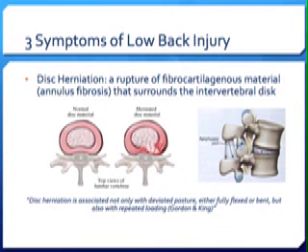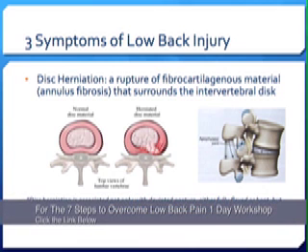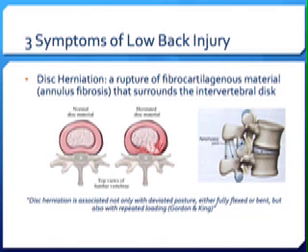So here's the third symptom, disc herniation or a bulging disc. Now a bulging disc is sort of a prerequisite to a disc herniation, and that's the easiest way I can describe it. A disc herniation is a rupture of the fibrocartilaginous material that surrounds the intervertebral disc.